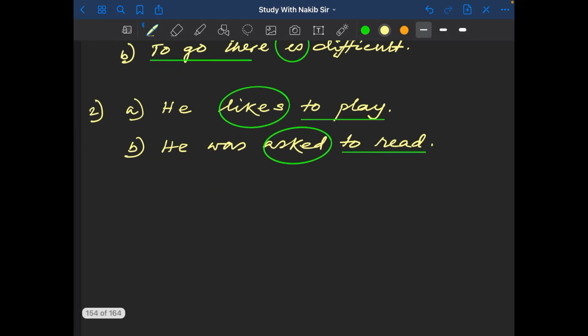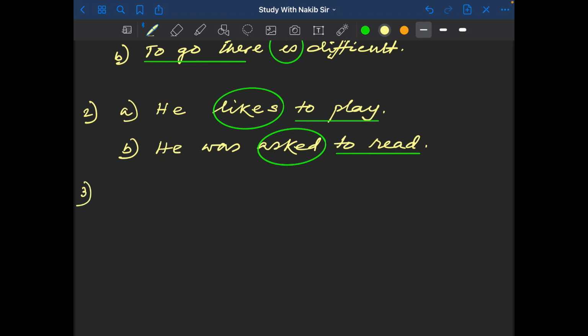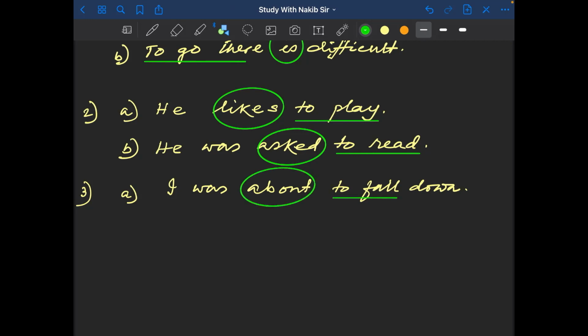Now the third example of the prepositional object, an object to a preposition. See the example. I was about to fall. I was about to fall down. To fall, and here about is the preposition. So to fall, this part comes after the preposition. For this it is called an object to the preposition about. So a noun infinitive is used in a sentence as an object to a preposition.